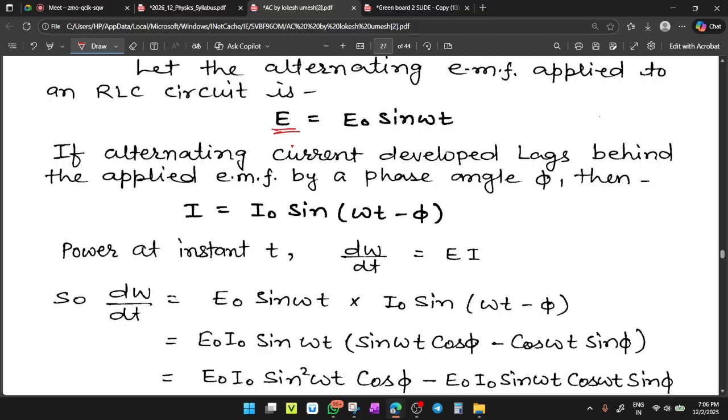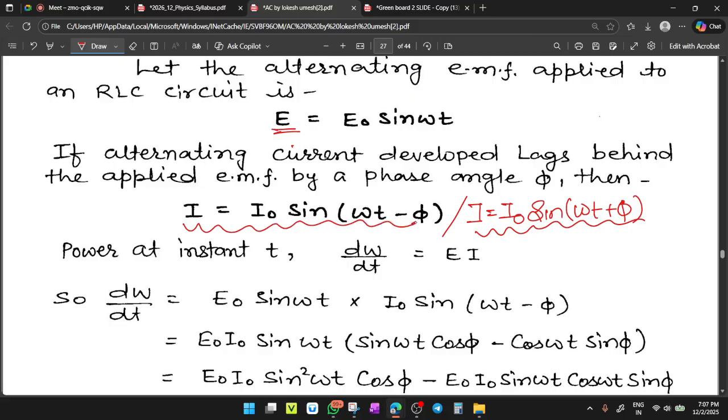So if the alternating current developed lags behind the EMF by a phase angle phi, then I equals I naught sin omega t minus phi. You can also take I equals I naught sin omega t plus phi. No problem at all for this situation. Otherwise, I equals I naught sin omega t minus phi. Clear or not? Okay. Now, power is the rate of consumption of electrical energy.